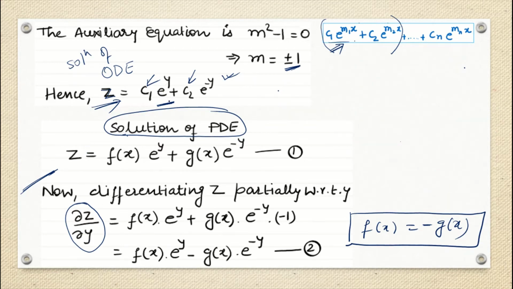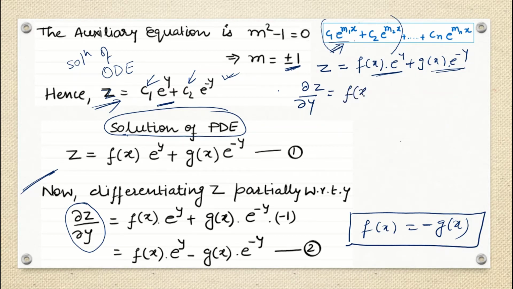We write the equation again: z is f(x) e^y plus g(x) e^(-y), and I'm going to find del by del y of z. Here we use the product rule for each term. For the first term, if I am finding the partial derivative with respect to y, f(x) is treated as a constant. So I keep f(x) aside and find del by del y of e^y. Plus e^y into del by del y of the constant, which will give me 0.